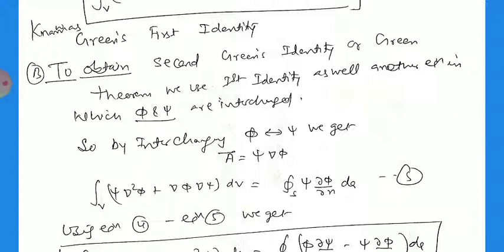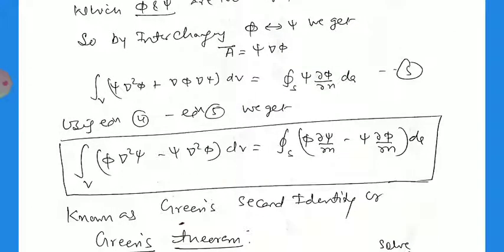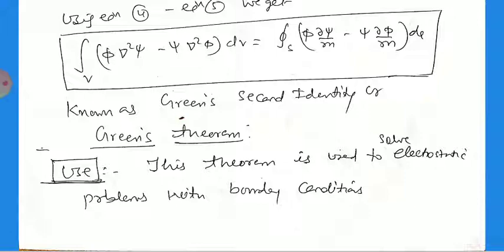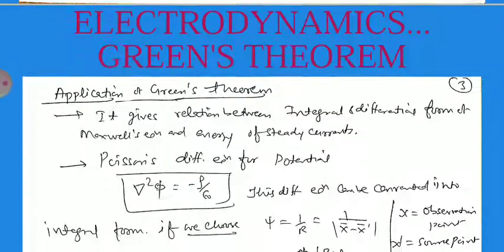On subtracting equation 5 from the equation 4, we get the integral of phi del square psi minus psi del square phi dV equal to the closed surface integral of the phi del psi by del n minus psi del phi by del n dA. This is also known as the Green theorem or the Green's second identity. What is the use of it? This theorem is used to solve the electrostatic problems with the boundary conditions.